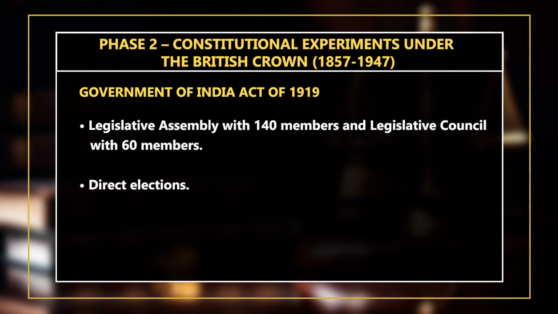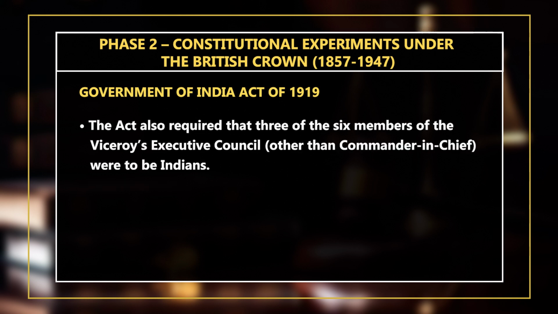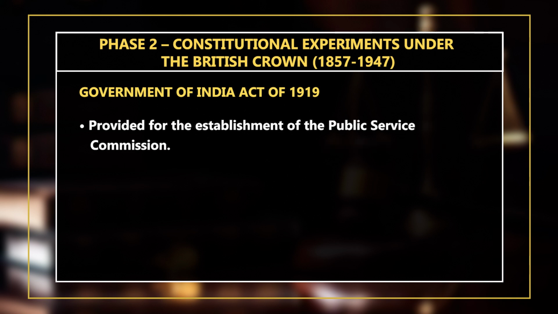Direct elections. The Act also required that 3 of the 6 members of the Viceroy's Executive Council, other than the Commander-in-Chief, were to be Indians only, and provided for the establishment of the Public Service Commission.